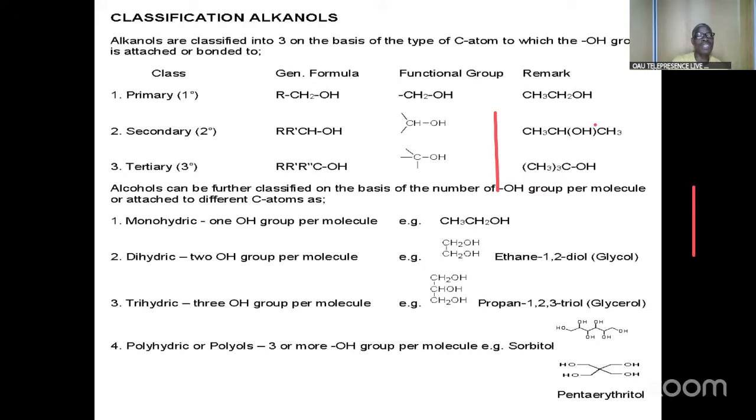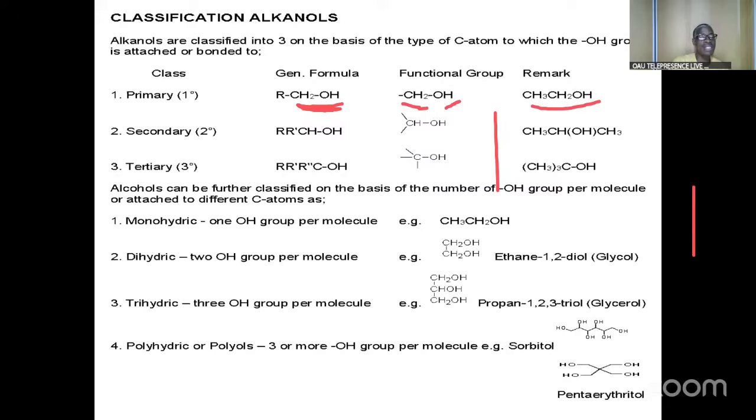Now let's quickly go to the classification of alkanols. Alkanols are classified into three on the basis of the type of carbon atom to which the OH group is bonded. For a primary alcohol, the OH is attached to a carbon also carrying two hydrogen atoms, and that carbon is attached to one other carbon directly. Therefore, for primary alcohols, the functional group is CH2OH. A quick example is ethanol. The OH is attached to a carbon having two hydrogens, and that carbon is attached to just one other carbon. So that makes it a primary alcohol.